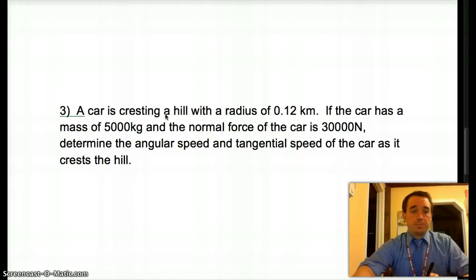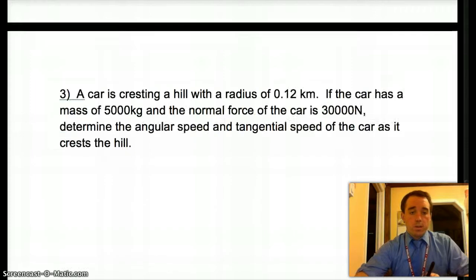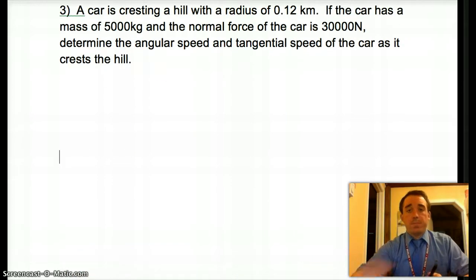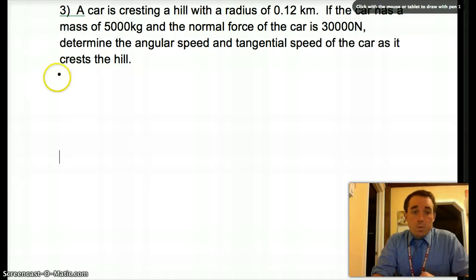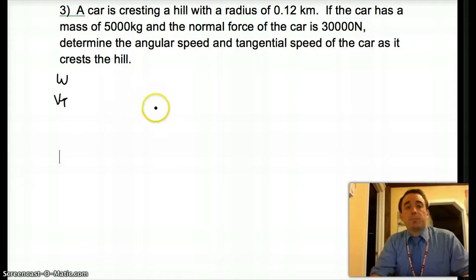We've got here, new page. We've got a car that's on the top of a hill. We have the radius of the hill, and we know certain things. So we've got to figure out the angular speed, which is omega, and we've got to figure out the tangential speed, which is vt, of the car as it crests the hill. But we don't know a ton of stuff.